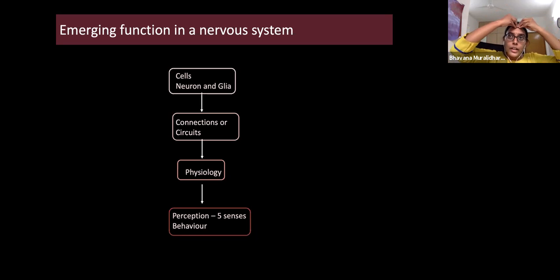Those neurons from the cortex then connect to the region called the thalamus by circuits. There are neurons in the thalamus which connect with each other. They have an underlying physiology, and that's how you have things like perception. And once you have perception, you act on it, and that becomes behavior. So the emerging function in the nervous system goes from cells to connections, leading to behavior.